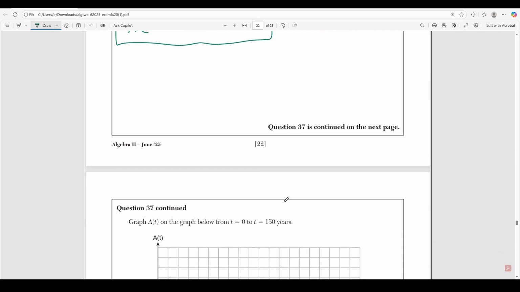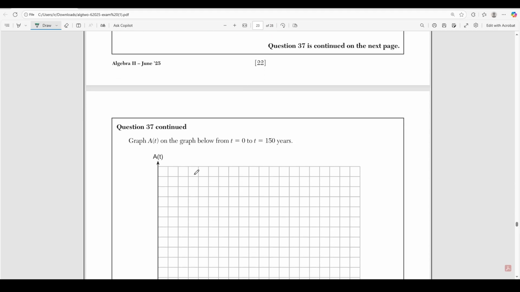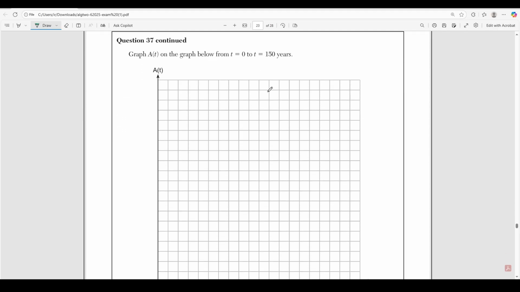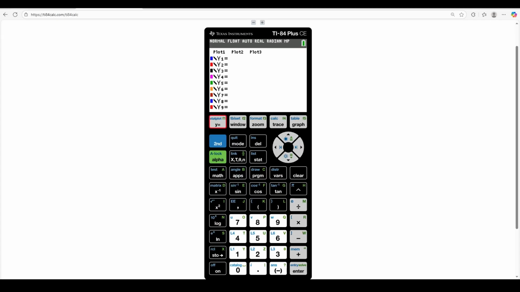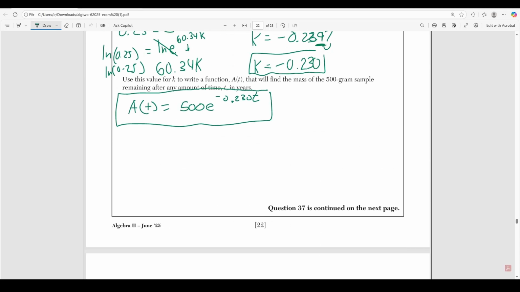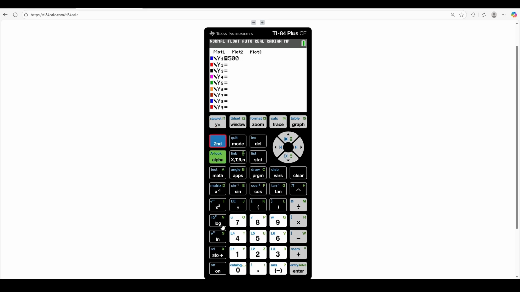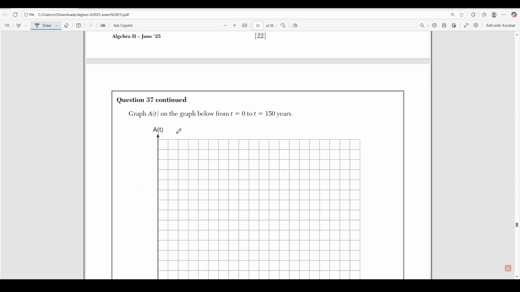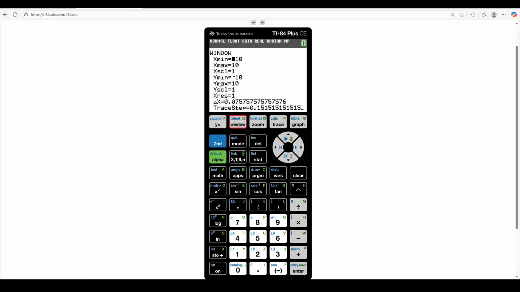And using this information, they want us to graph A of t on the graph below from t equals 0 to t equals 150 years. I want to graph this equation in my calculator is what I meant to say. So here I have 500 times e to the power of negative 0.0230 x. And when I hit graph, I'm not going to see anything, and that's because I'm too zoomed in. So if I go into window, that'll allow me to change my parameters, right? And notice how my x is my t, or my time. And I'm looking through a range of starting at 0 years, all the way up to 150 years.